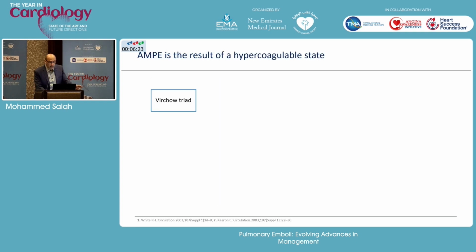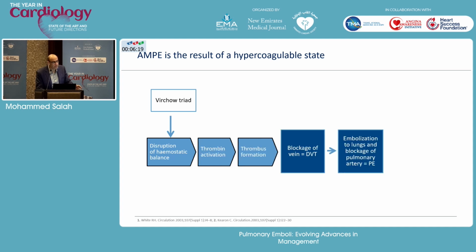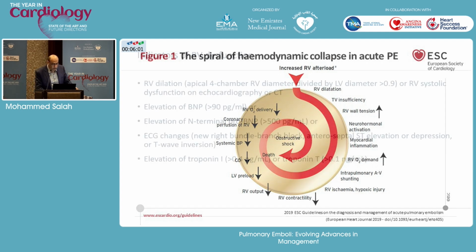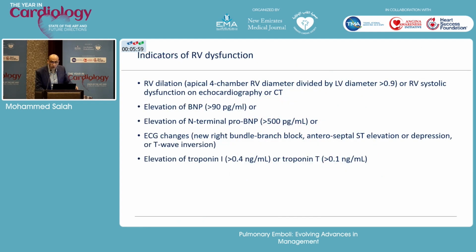And as we know, acute pulmonary embolism is related to the hypercoagulable state and Virchow's triad. This is well known. We will not lose our time on this one. And this is what happens in acute massive pulmonary embolism. There is right ventricular volume overload, right ventricular dilatation, and increased right ventricular wall tension. At the end, there is a reduction of oxygen delivery and decreased coronary perfusion to the right ventricle, and this will lead to obstructive shock. And would lead to what we call right ventricular dysfunction.